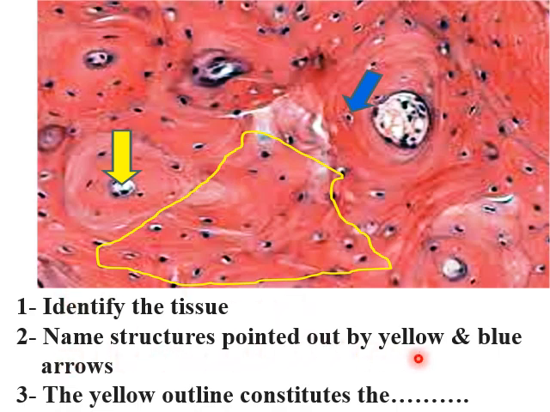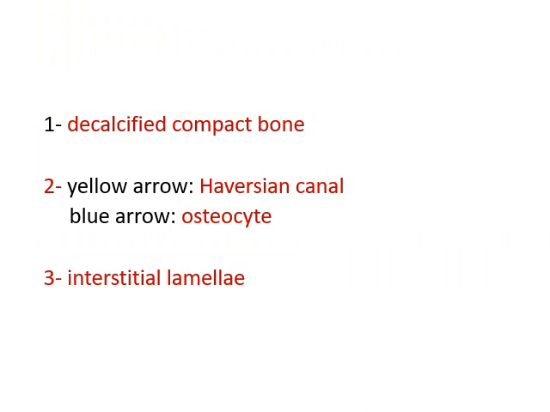Name the structures. The one pointed to by the yellow arrow is the Haversian canal. The blue arrow is the osteocyte inside the lacuna. And this is the interstitial bone lamellae. Where can I find the compact bone? In the shaft of long bones, surrounding the spongy bone.